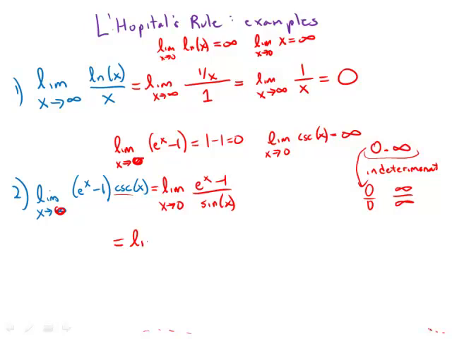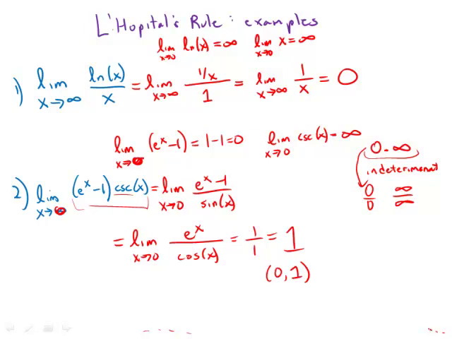So L'Hopital's rule tells us that if we take the derivative of the numerator and the denominator, the derivative of the numerator is just e to the x, and the derivative of the denominator is cosine x. Well, now when we take the limit of this, what we get is 1 over 1, which is 1. And so it means that this function, as we approach 0, has a limit of 1. So we expect that function to have a hole at (0, 1). Those are two examples of L'Hopital's rule.